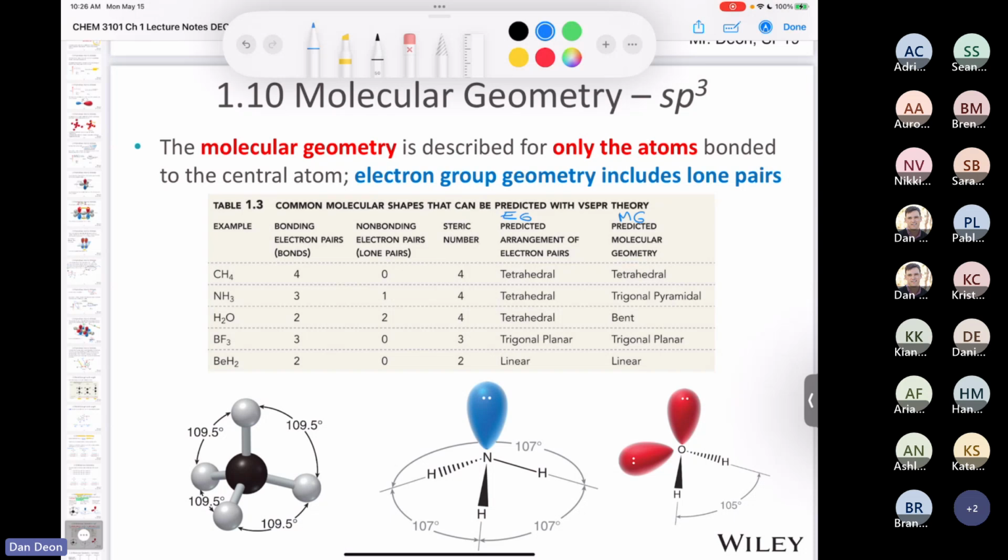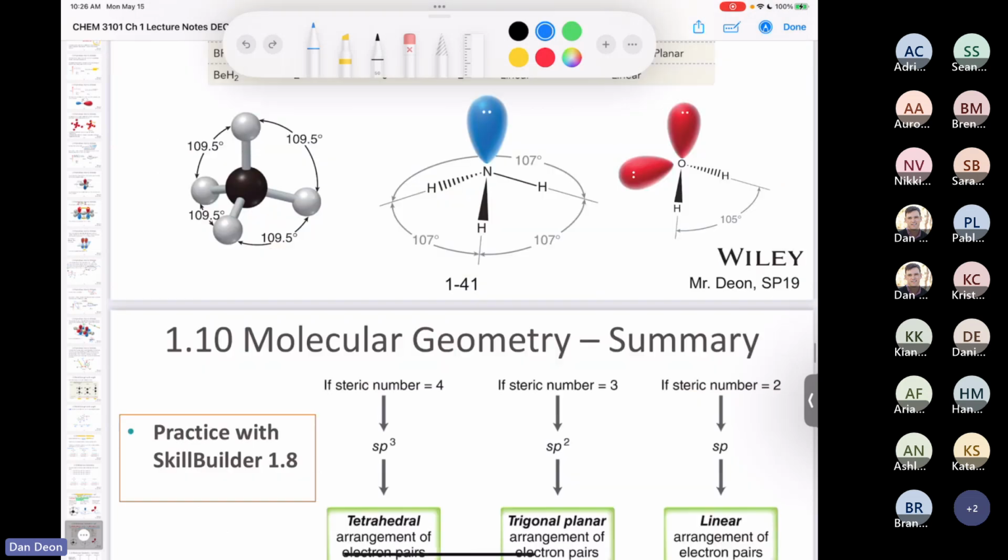If you have 3 bonds and 1 lone pair, then you have a tetrahedral electron geometry, but a trigonal pyramidal molecular geometry. If, like the water molecule, you have 2 bonds and 2 lone pairs, your electron geometry is still tetrahedral, right? That doesn't change when you have a steric number of 4. But now your molecular geometry, which only considers the bonds, is bent. And then we have the examples where you can have trigonal planar or linear. So you need to know those ones as well.